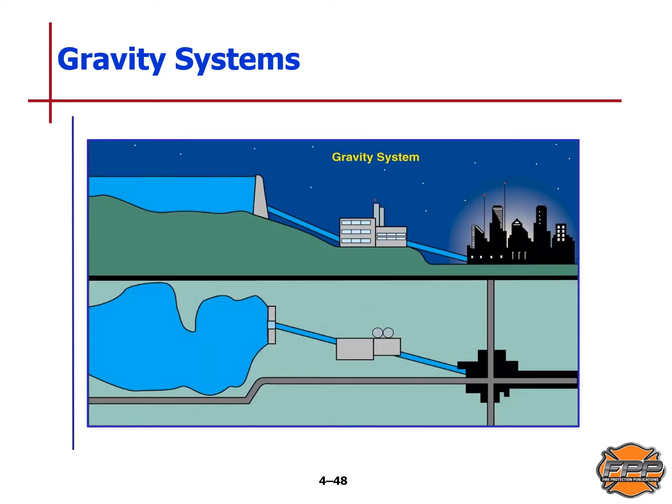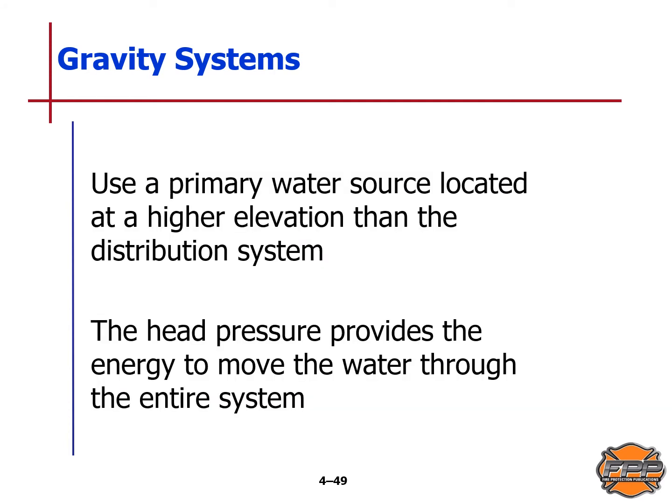This is an example of a gravity system, which we'll discuss in the next slide. Gravity systems use a primary water source located at a higher elevation than the distribution system. The head pressure created by the higher elevation provides the energy to move the water through the entire system.